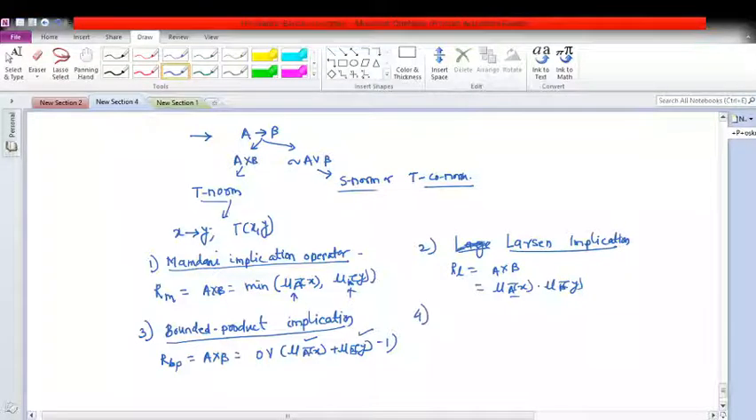Fourth operator is called drastic product implication.